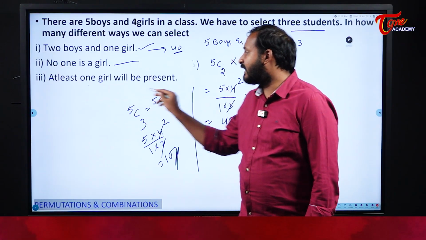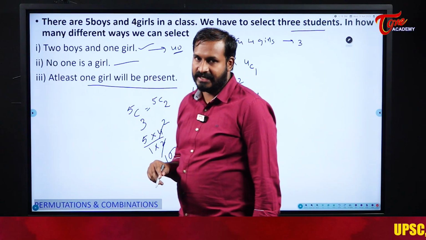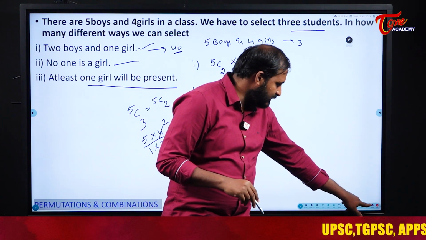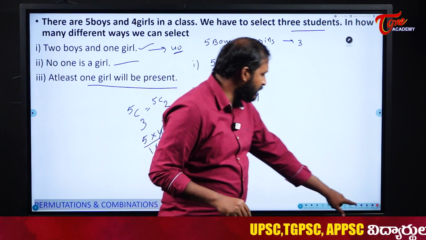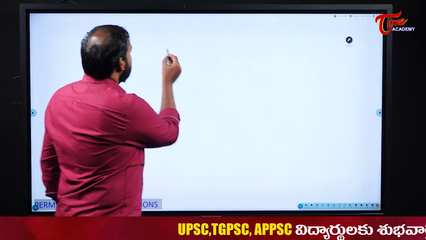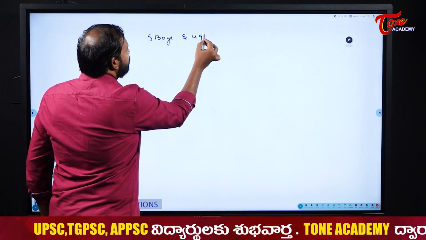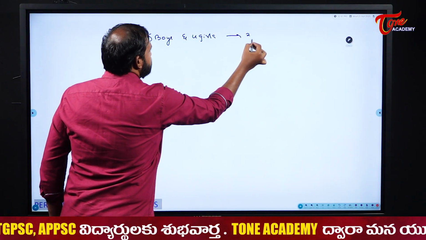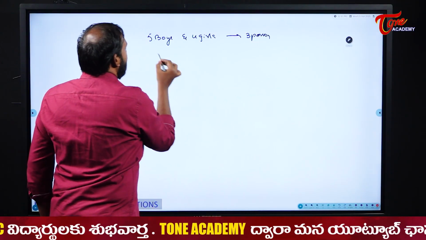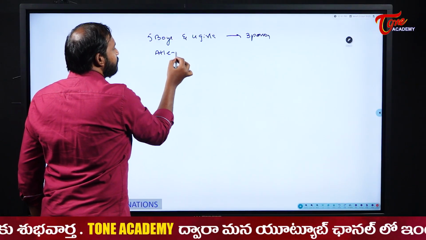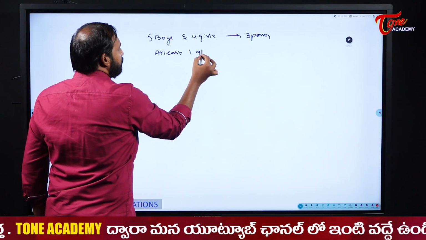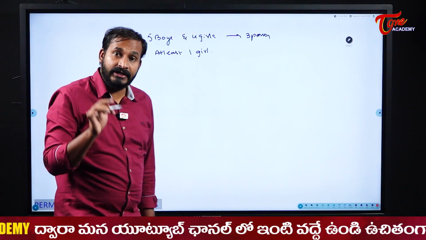Next one is at least 1 girl will be present. Total for me available are 5 boys and 4 girls. From this I need to choose 3 persons and the condition is at least 1 girl. See here, students, we can do it in 2 different ways.